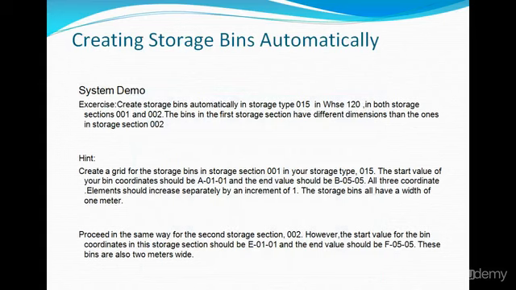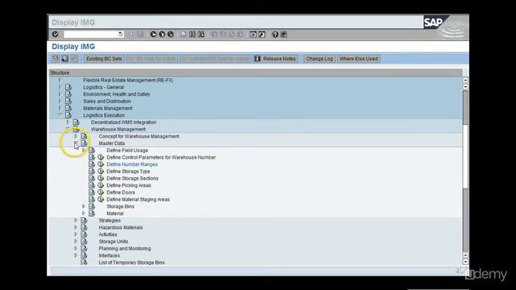So what we are going to do now is see how to create bins automatically from a template. Let us try to create bins in storage type 015 in storage section 001, and we will create the bins with different coordinates so that we understand how exactly we are creating the bins. If you want to specify a different bin type, you can do that in the creation of the template itself. So let us see in SPRO how we create bins automatically.